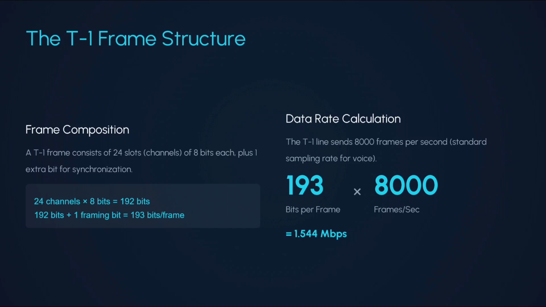We have 24 channels, and each channel has 8 bits and 1 framing bit for synchronization. By multiplying channels with bits and adding the framing bit, we will get bits per frame. For data rate, our sampling rate is 8000 frames per second. This is because voice signals are sampled at 8 kHz. We will multiply bits per frame with frames per second and we will get the standard T1 data rate.